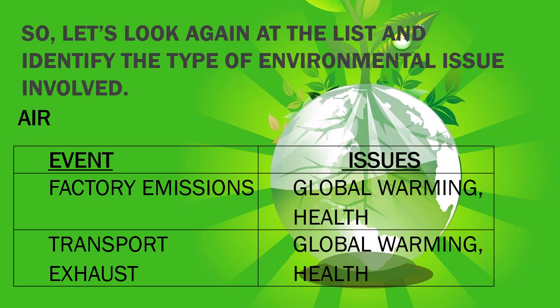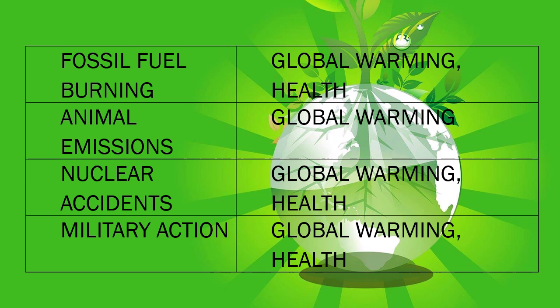So let's look again at the list and identify the type of environmental issue involved. So firstly, air, and the events are factory emissions. The issue is it causes global warming, also health problems. Transport exhaust is the same. Fossil fuel burning, also the same. Animal emissions, this is about global warming, not really about health. Nuclear accidents, global warming, also health, and military action the same.